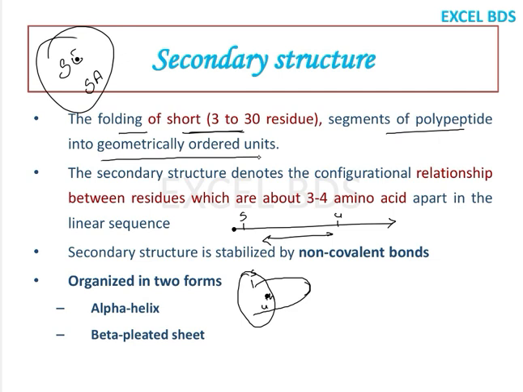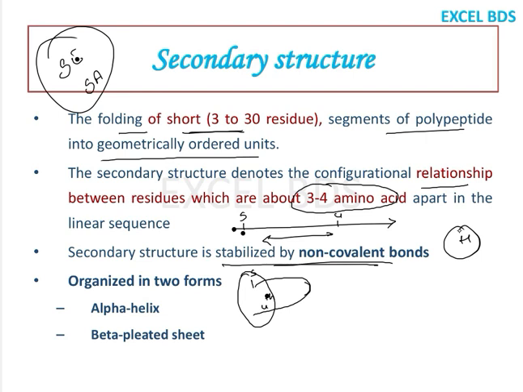The secondary structure denotes the configurational relation between amino acids which are 3 to 4 amino acids far. For example, first is far from fourth in the linear chain. But when the protein gets folded, they come together, they come nearby. And secondary structure is stabilized by non-covalent bonds, majorly the hydrogen bonds. Hydrogen bonds will give the stability to the secondary structure.